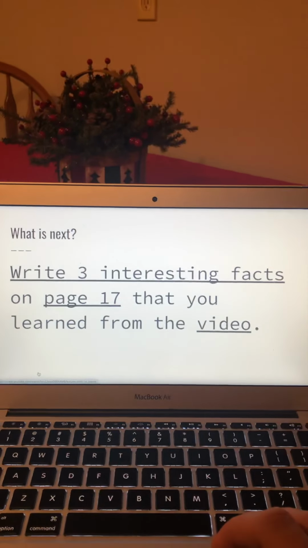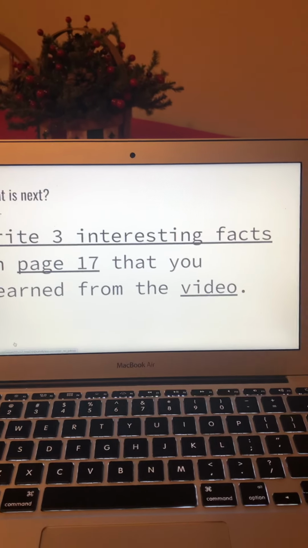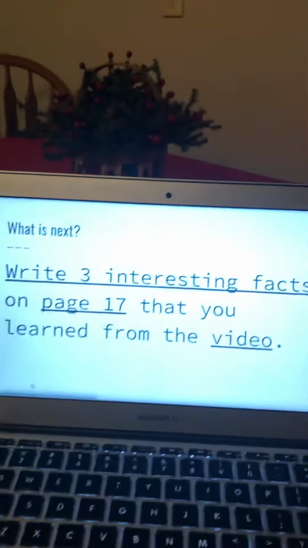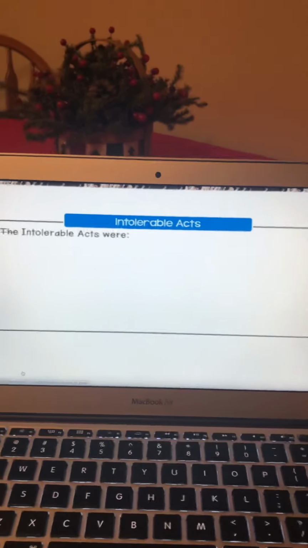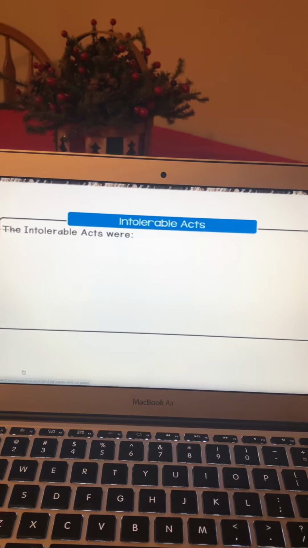So write 3 interesting facts on page 17 that you learned from the video, okay? So here's page 17. Just write 3 interesting facts you learned from the video. And then this is page 18. So then you go to page 18, okay? I had that slide a little bit too soon. That is my fault, and I'll correct that. So then you go to page 18.